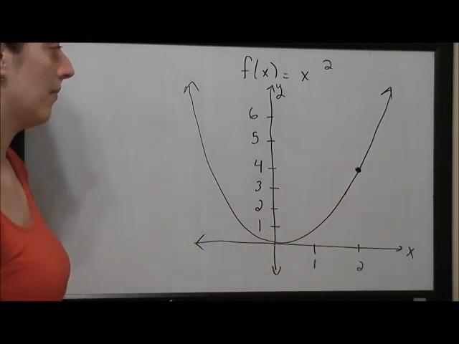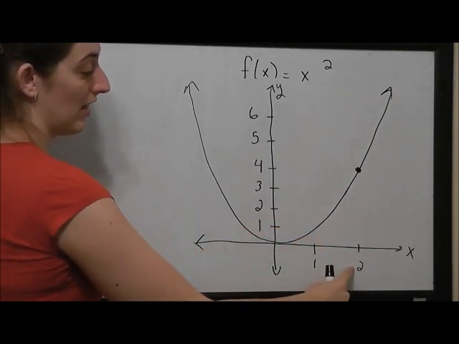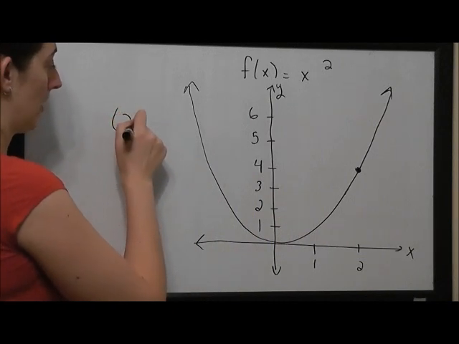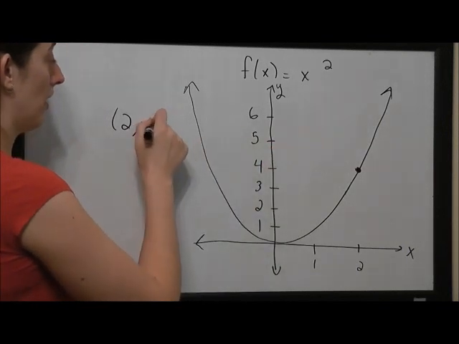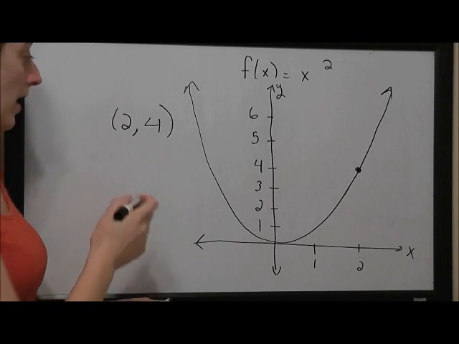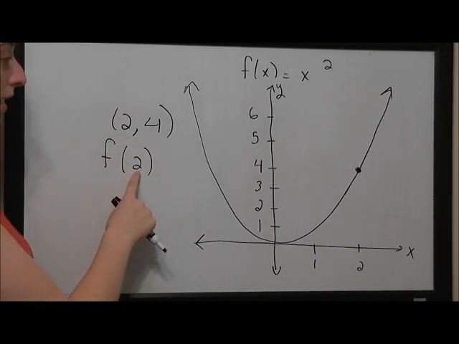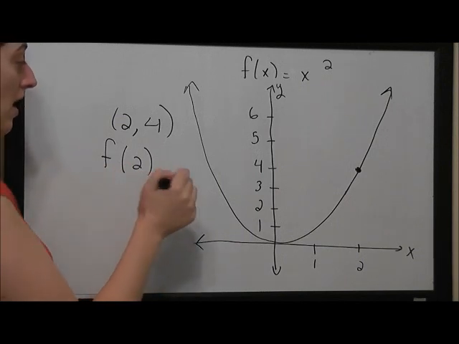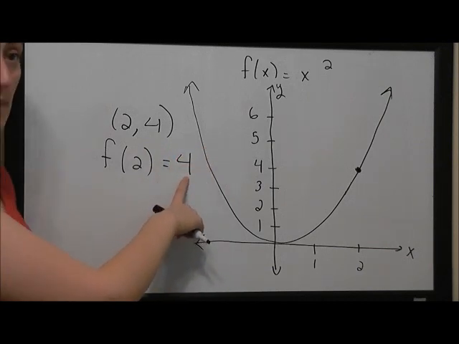Okay? So for this point, if we look down, it looks like the x of the point is 2. And it looks like the height, or the y of the point, is probably 4. And a lot of times, you may write it like this, f of 2, which means we want to know when x is 2, what value or height does the function have. And at that point, it has a height of 4.